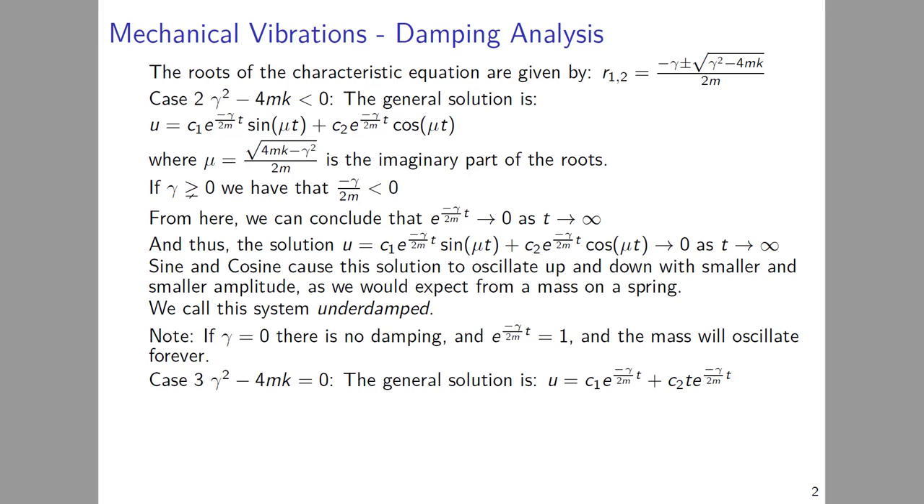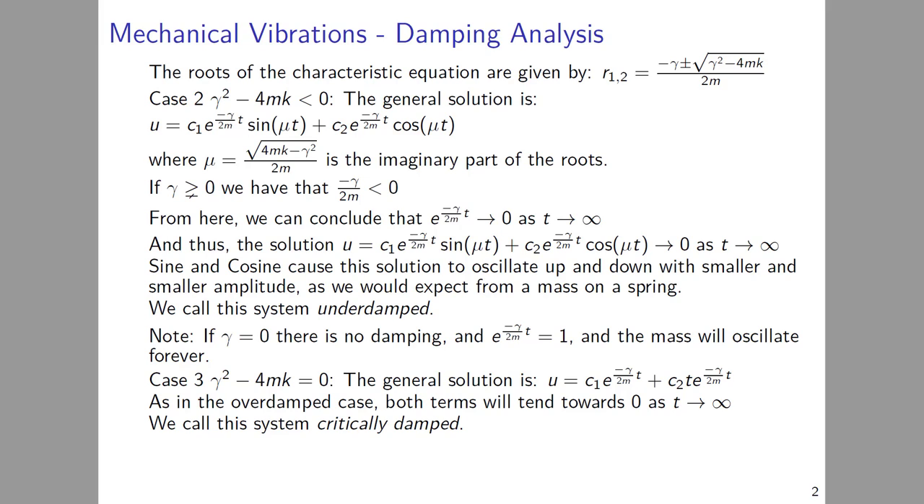In our last case, where gamma squared minus 4mk equals 0, we have the repeated root negative gamma over 2m, and thus the general solution is given by u equals c1 e to the negative gamma over 2m t plus c2 t e to the negative gamma over 2m t. As in the overdamped case, both terms tend towards 0 as t goes to infinity. We call this system critically damped.